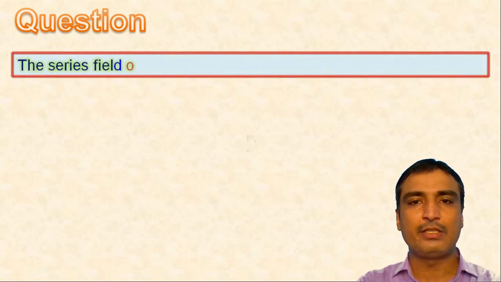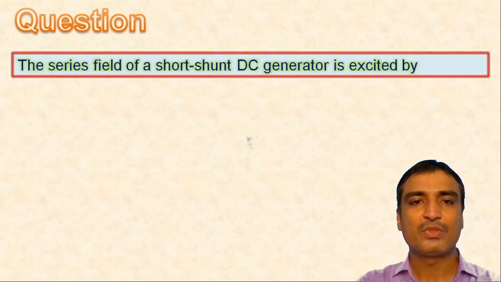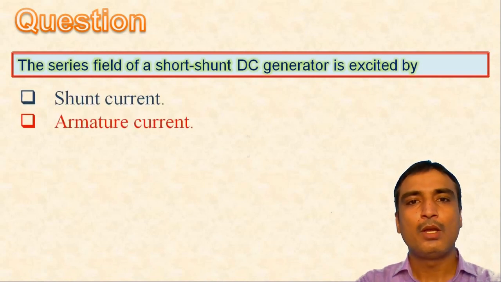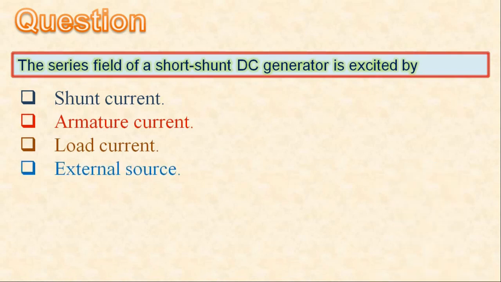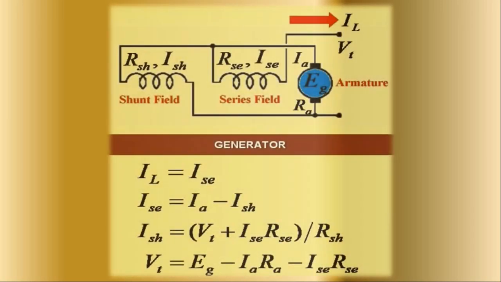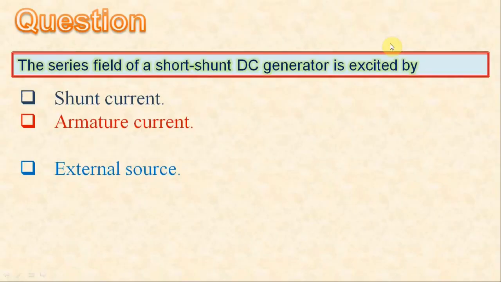Next question is, the series field of a short shunt DC generator is excited by. The options are shunt current, armature current, load current, external source. Now, look at the illustration of a short shunt compound DC machine. Here you may notice that the load current flows completely through the series field winding. Clearly, the series field of a short shunt DC generator is excited by the load current. Hence, the third option is the correct answer.